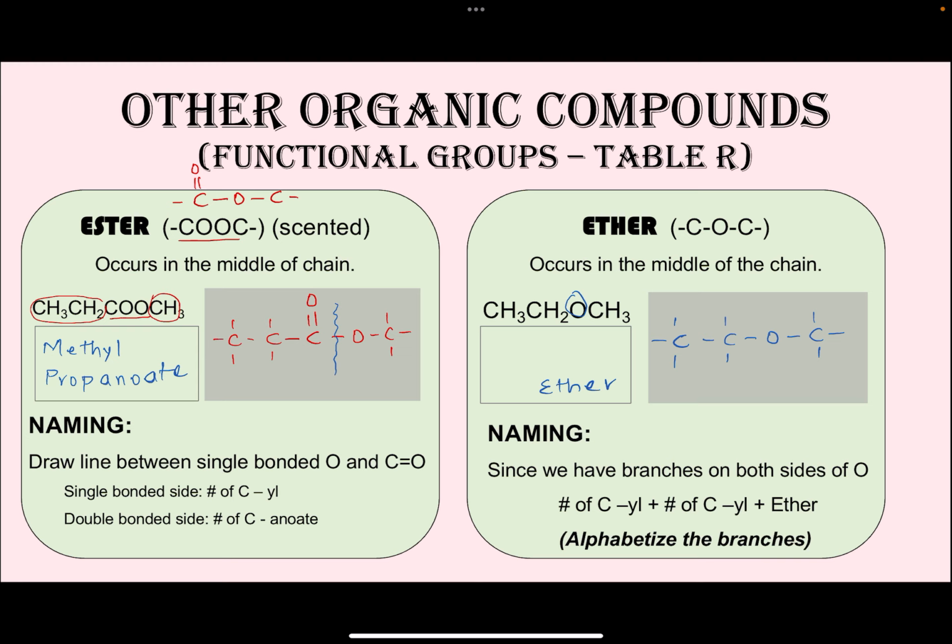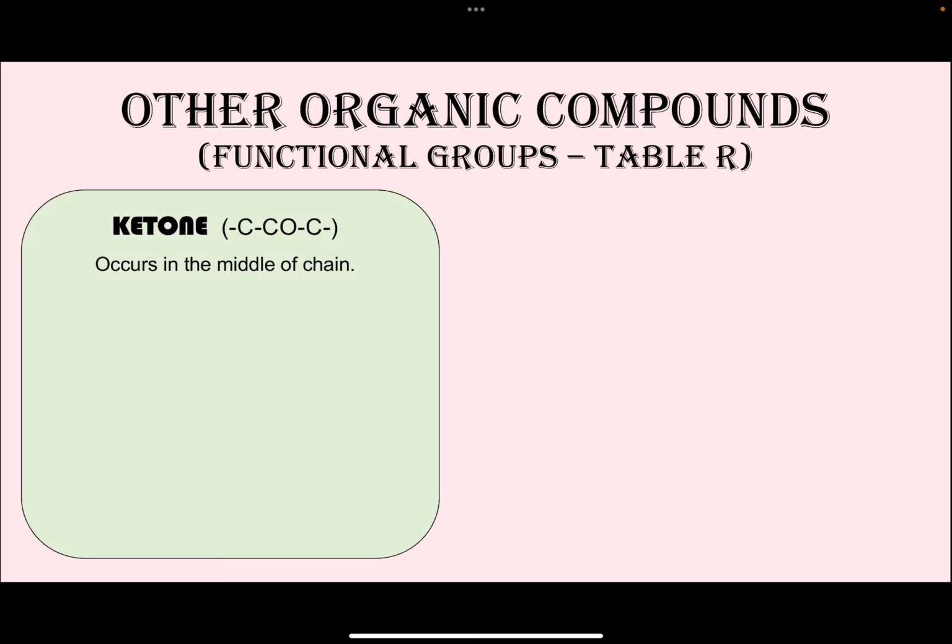So in this case, we see that on the one side of the compound, we have an ethyl branch. On the other side, we have a methyl branch. So we are going to name this as ethyl methyl ether. Okay. Next up, we've got ketones.